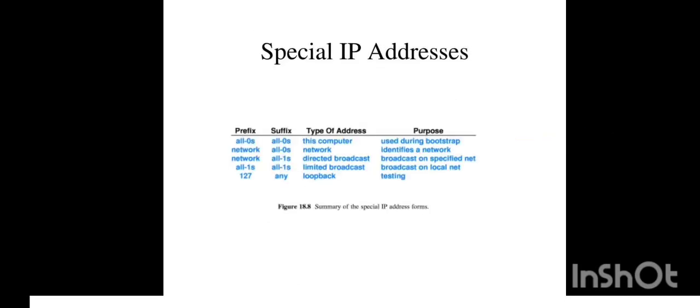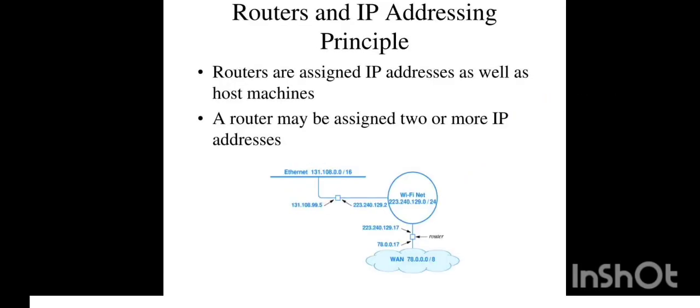Now the special IP addresses. Special IP address means the prefix is all zeros. This type of address means this computer, and bootstrap is done there. If the network part is all zeros, it identifies the network. If the suffix contains all ones, it is a broadcast on the specified net. If both the prefix and the suffix contain all ones, it means limited broadcast. If the prefix contains 127 and the suffix is anything, it means loopback or testing.